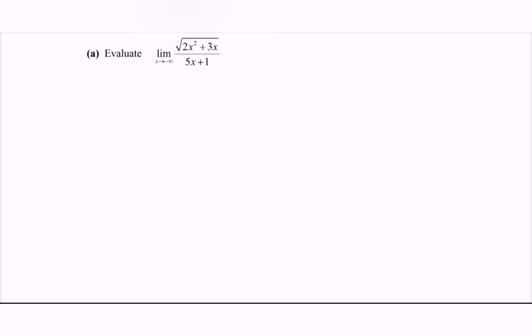So kindly refer to the question, evaluate the limit. If we substitute the value, we notice that we have infinity over infinity, which is an indeterminate form. So the suggested strategy will be dividing the numerator and also the denominator by the highest power of x for the denominator. In here we notice that we have the x, so kindly factor out the x.